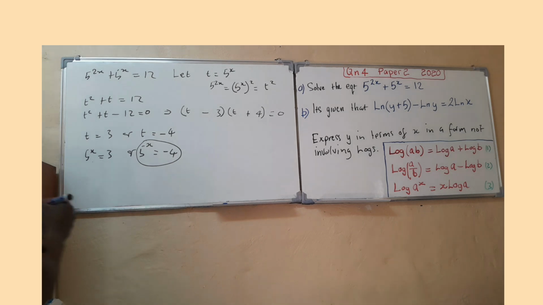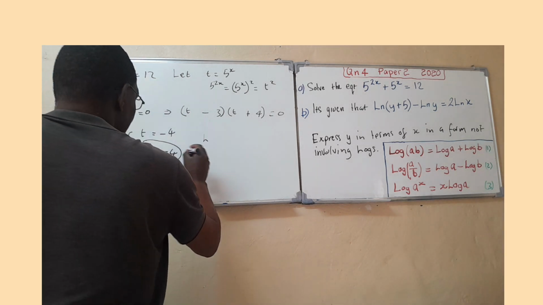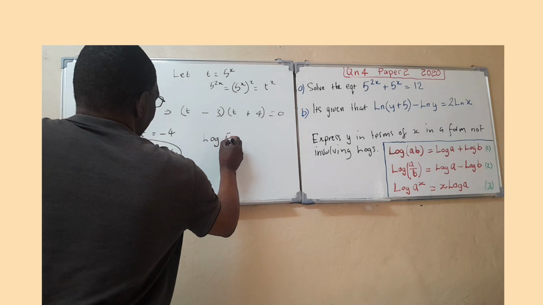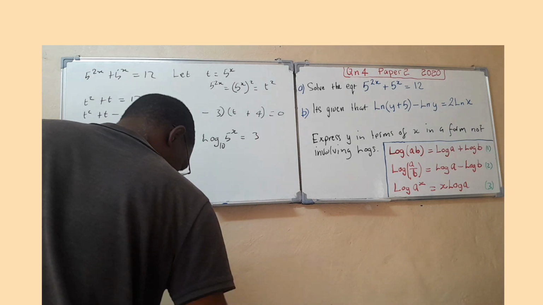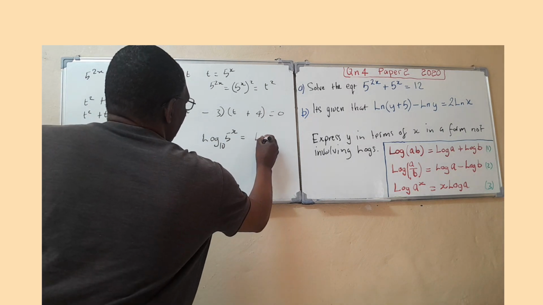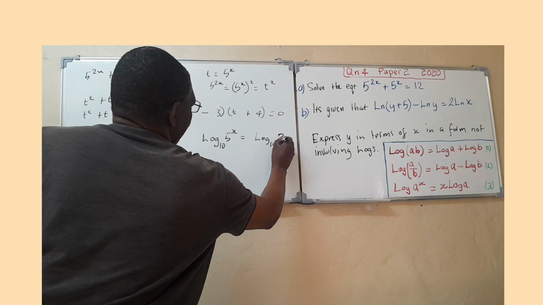We are left with 5 to the power x is equal to 3. Of course, we can now take logarithms to base 10 on both sides. So we can say log to base 10 of 5 raised to the power x is equal to the log to base 10 of 3.